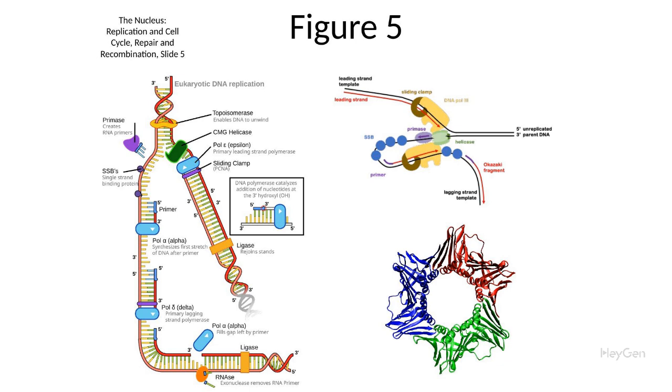This slide highlights the essential role of the sliding clamp, PCNA, in eukaryotic replication. PCNA encircles the DNA, tethering DNA polymerase delta to the lagging strand and polymerase epsilon to the leading strand. This enhances the processivity of the polymerases, allowing them to synthesize long stretches of DNA without detaching.